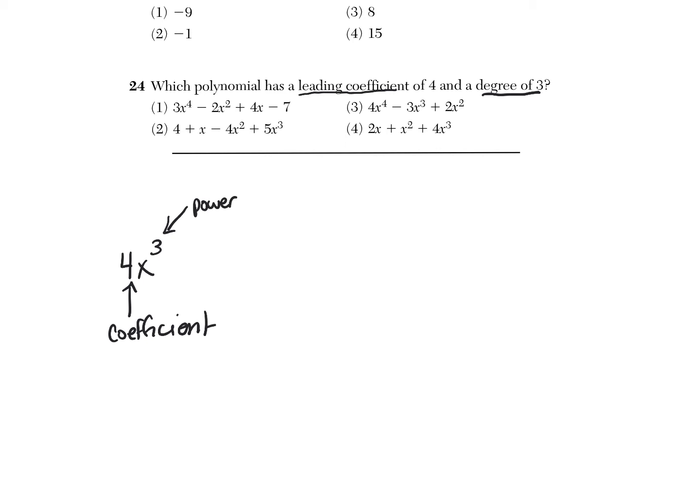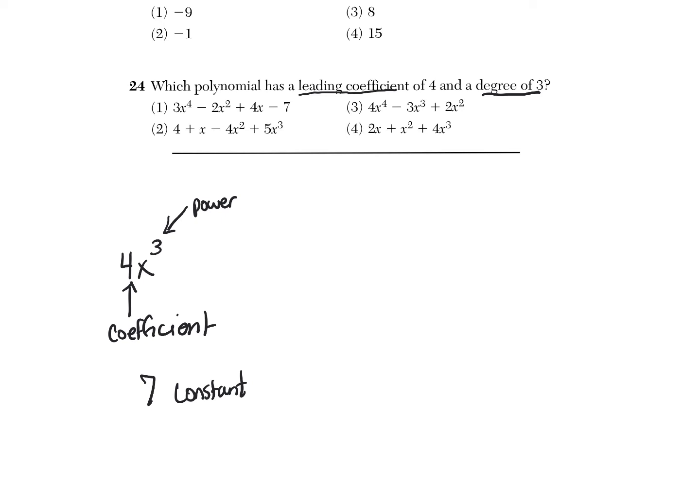The key is to put this in order from your biggest power to your smallest power. The number at the end would be your constant. Let's say you have 7 all by itself. That's a constant. There is no variable attached to it. It's not asked here, but it could be relevant in a different problem.